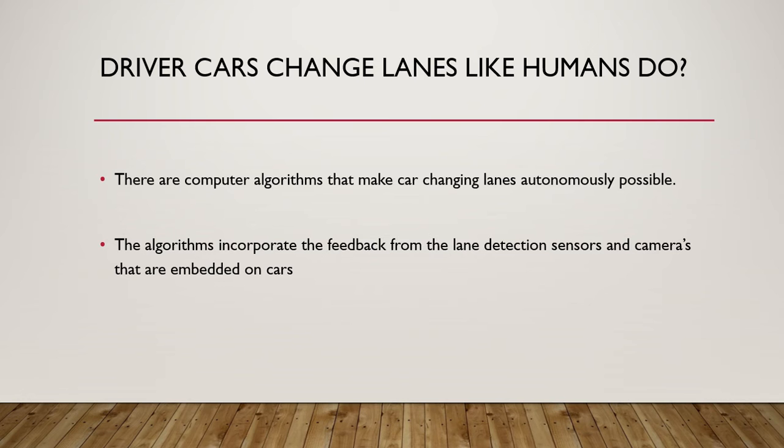These algorithms use the feedback from our lane detection sensors and the cameras that are embedded in the cars. Today's modern cars have a lot of sensors, so they change lanes easily using the feedback from the sensors.